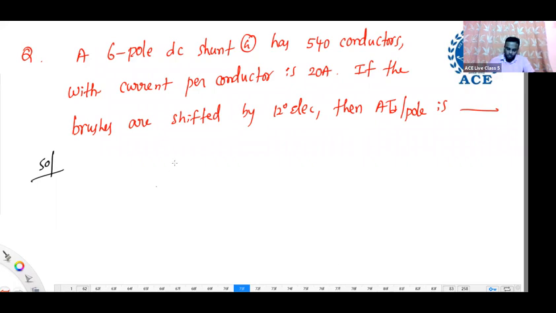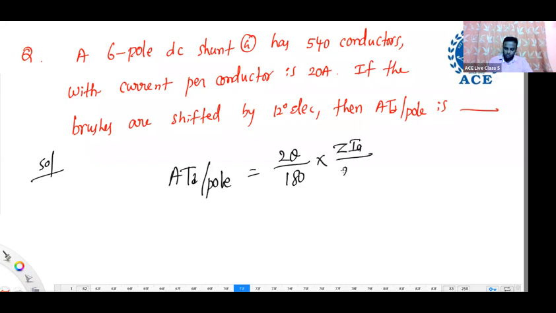Yes, see here, simple ampere-turns per pole. That is 2 theta by 180 into Z IA by 2AB. In this question, I directly gave the IA by A value. That's why you have no need for lap or wave connection, because I directly gave IA by A itself.